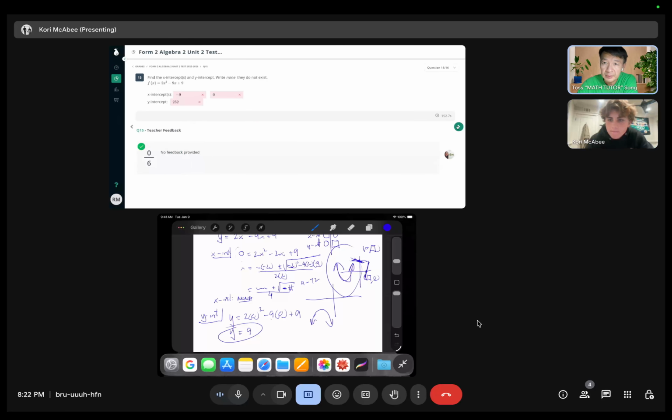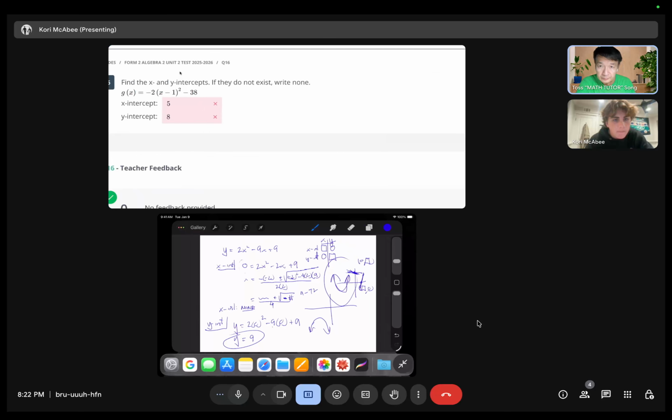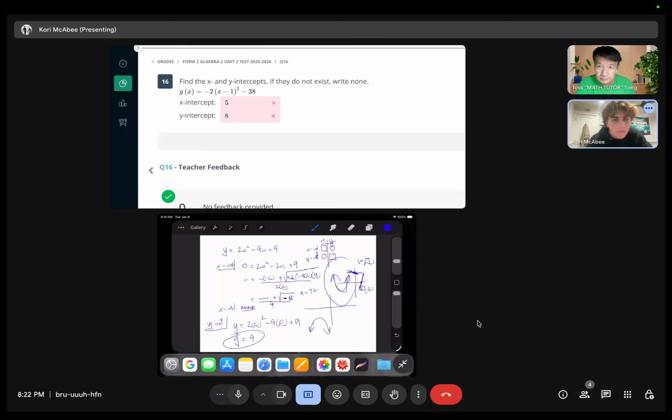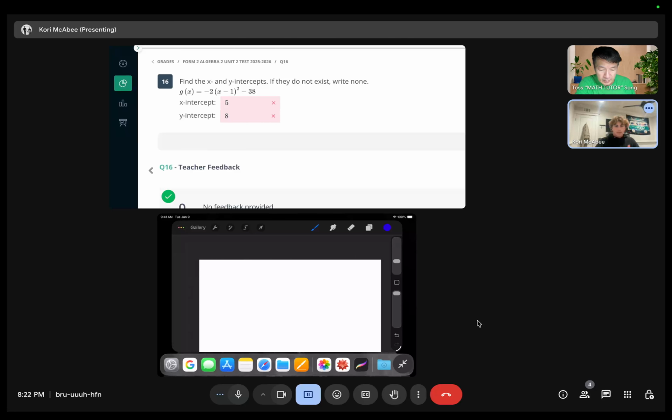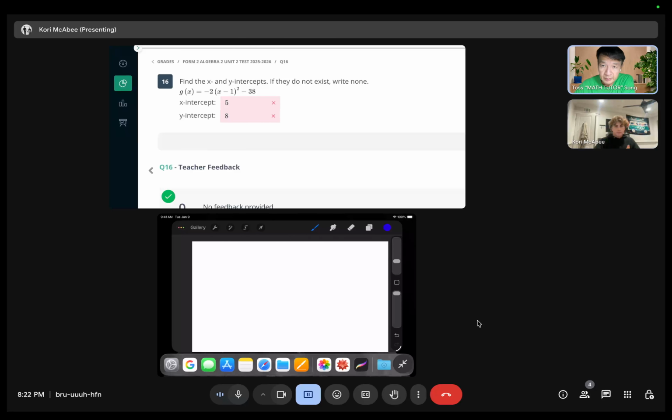Okay, next one here. Same idea, but you have a different function. When you do the x-intercept, you don't know what x is, but you know your y is 0, and you solve for x. For the y-intercept, your x is 0 and you don't know what your y is. So you do it opposite. We're going to do the x-intercept now.